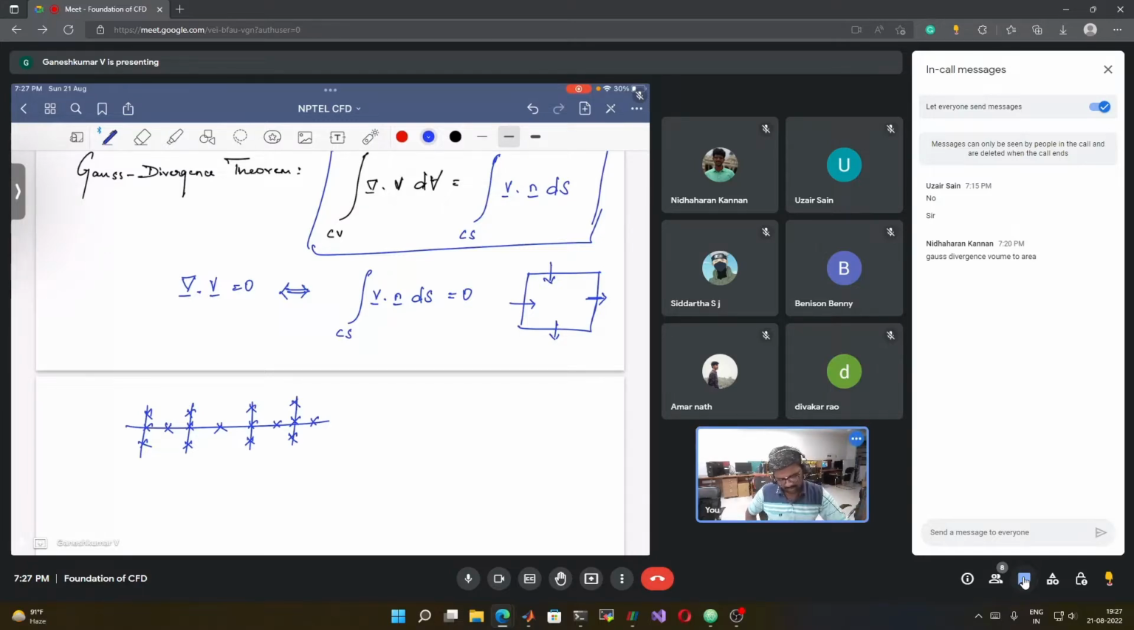And one more thing is, let's say you have a domain and some fluid is entering, let's say 5 kg is entering, and let's say this is the opening and 5 kg is leaving.